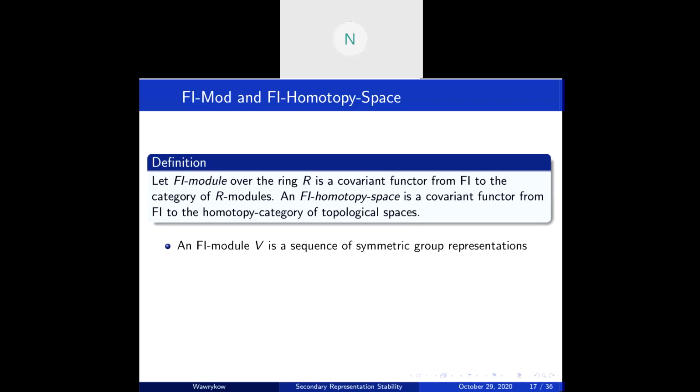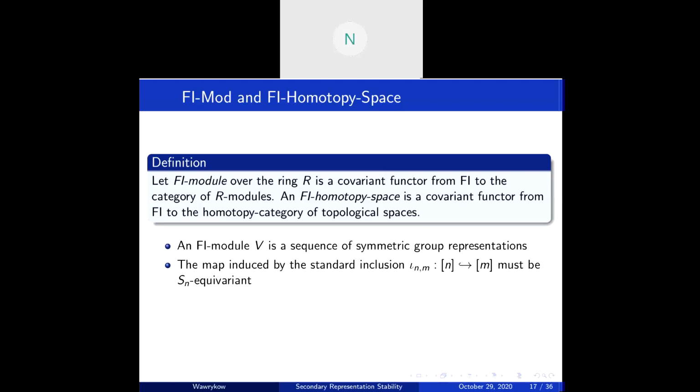And this is how we're going to be able to define first order representation stability a bit more rigorously. Okay. And so, because V is some FI-module, there's going to be a nice action of the symmetric group on the set 1 to n. There's also going to be a nice symmetric group action on V_n, where V_n is the image of the set n in the category of R-modules. So any FI-module is going to be a nice sequence of symmetric group representations.